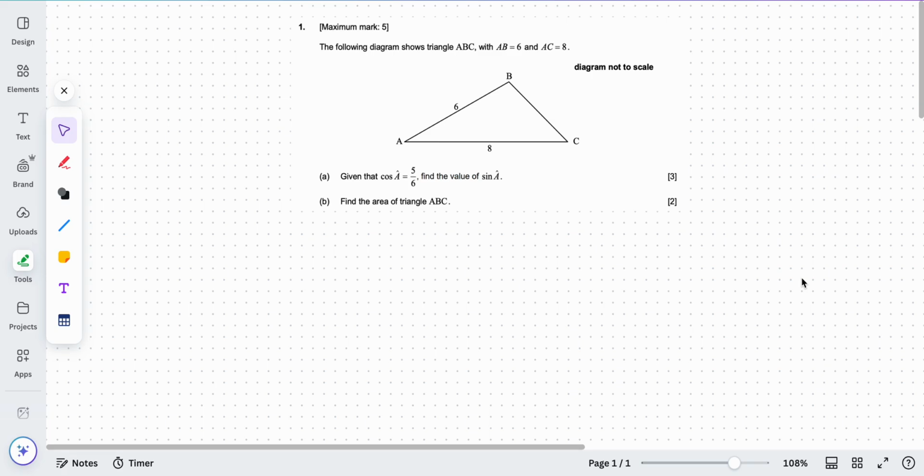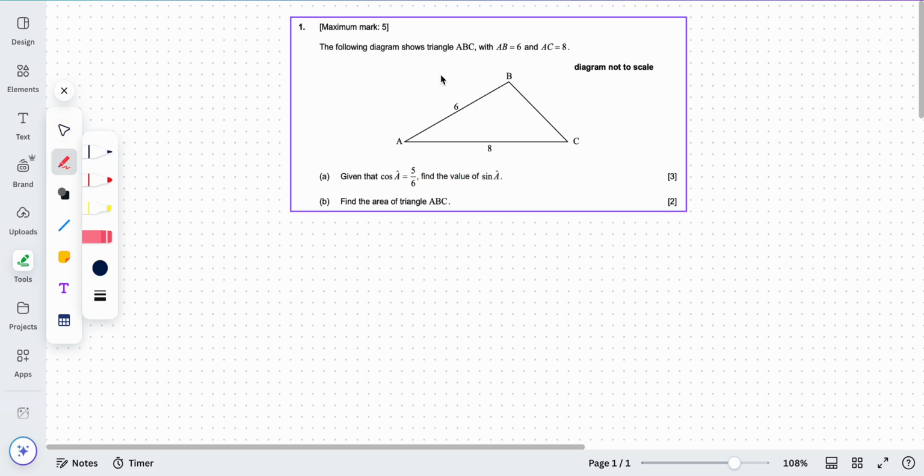Yeah, so today we're going to try and solve an IB-style question. This one's 5 marks. We'll just get on with it.